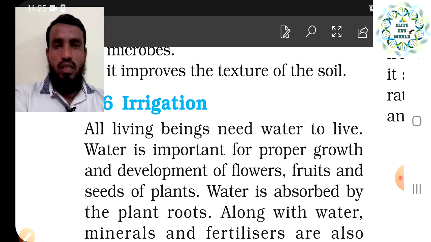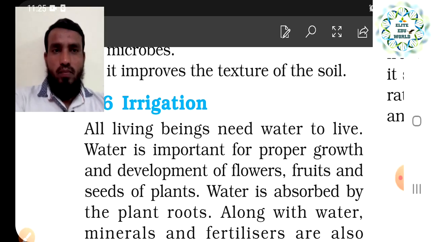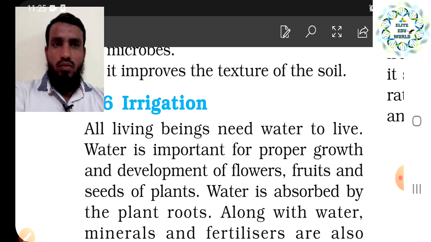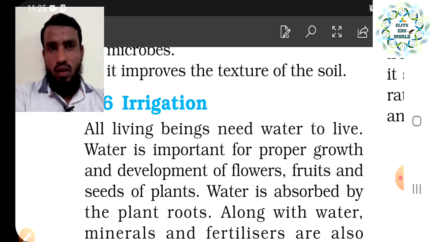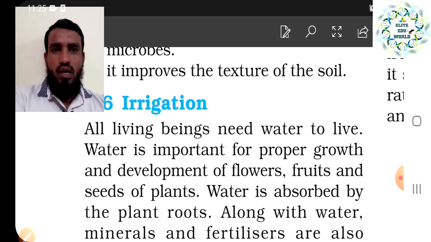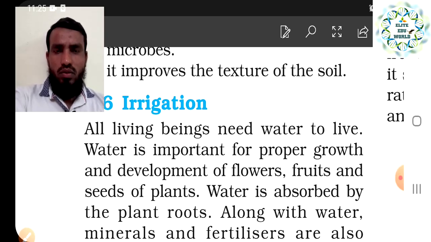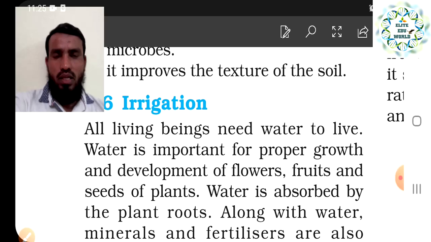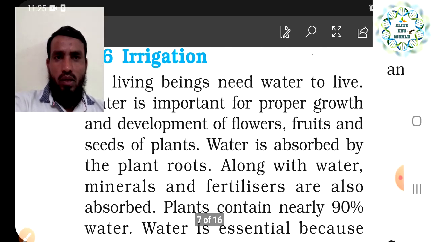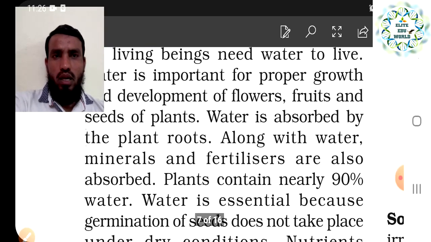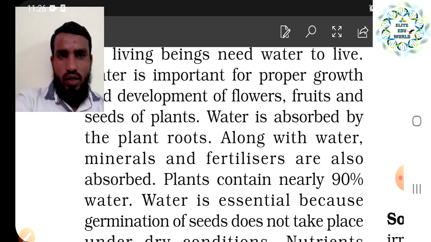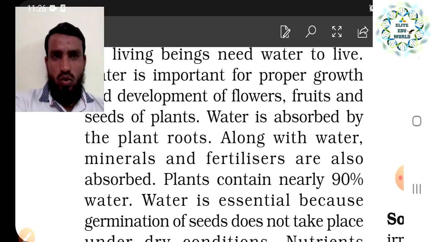So that is why irrigation is a very important thing for the living plant, for the leaf, or for the proper growth and development of the flower, fruit and seeds of the plant. Whatever things will be coming to the plant, the main requirement is to provide the water. So that is why they have good growth of the plant, good seeds and good fruits and flowers.